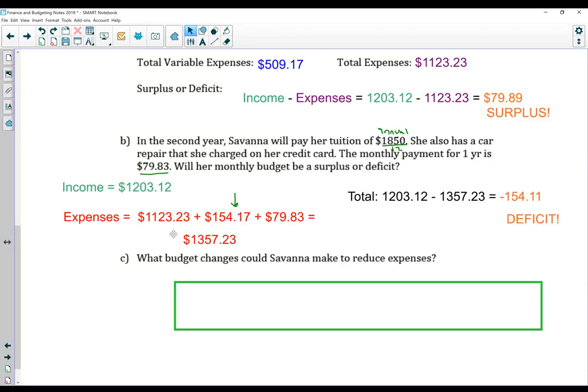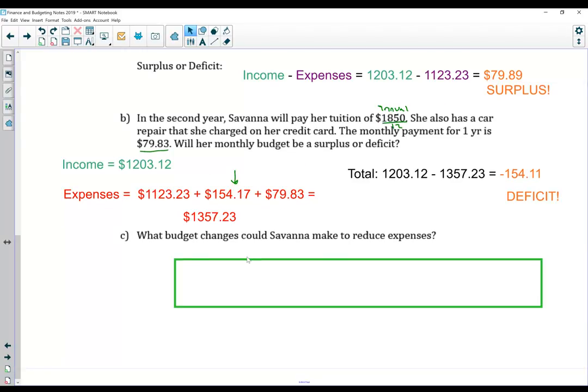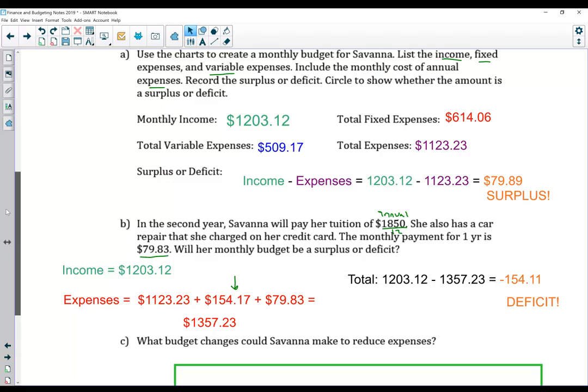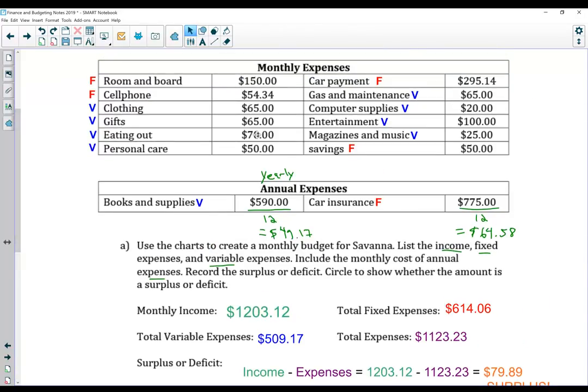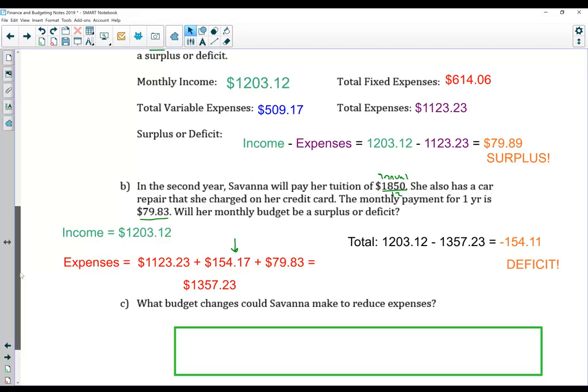What budget changes could Savannah make to reduce expenses? Well, if you look at the budget, there's some stuff you might be able to say. And on a test, you wouldn't have to say exactly everything that I would say, as long as it makes sense. What I'm going to say is, look at her entertainment budget. It's $100 a month. Maybe she reduces that. Maybe she stops buying magazines and music, things like that.